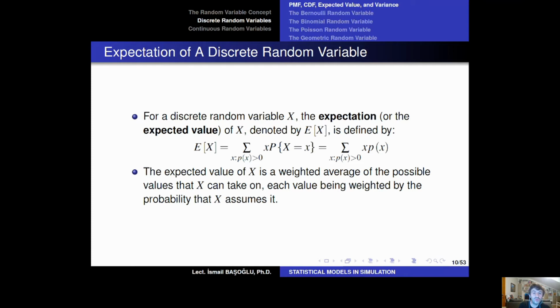They can be assumed as weights for the possible values, right? So we are multiplying the possible values that the random variable can take with the respective probability mass value as weights. So this is basically a weighted average of the potential values that the random variable can take. And each value is weighted by the respective probability on that value.